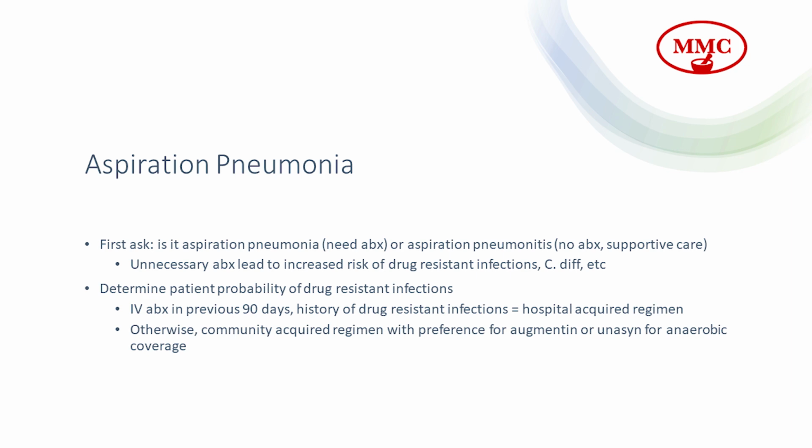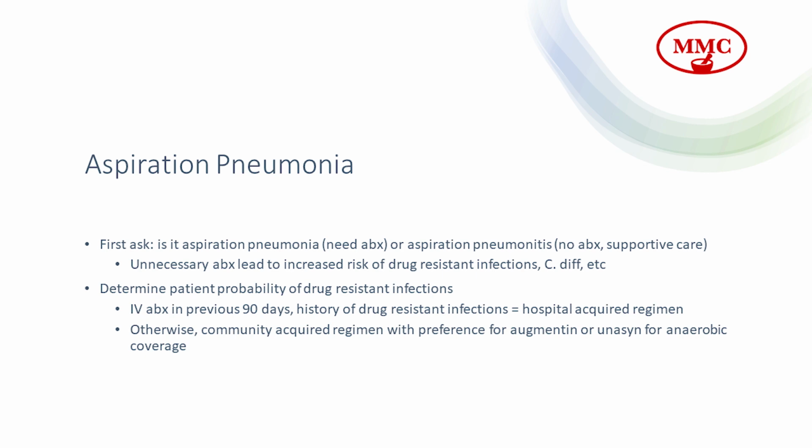Nephrotoxicity, possibly neurotoxicity, ototoxicity. The list goes on. So you need to determine the probability of drug-resistant infections for aspiration pneumonia. So kind of stratifying again, have they received IV antibiotics in the past 90 days? Do they have a history of drug-resistant infections? So if either of those answers are yes, you would want to treat with a hospital-acquired regimen.